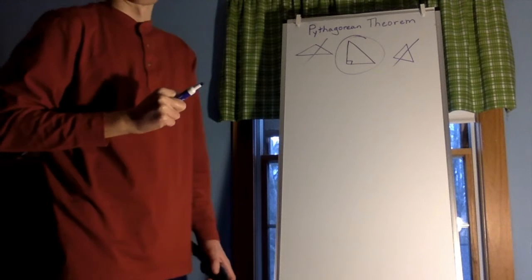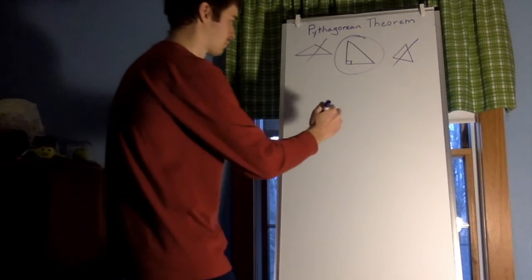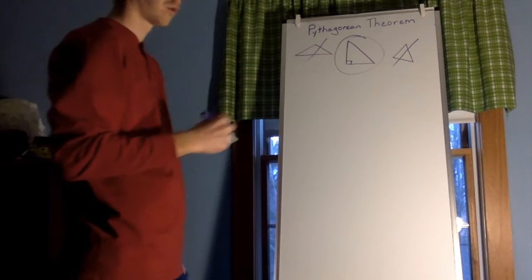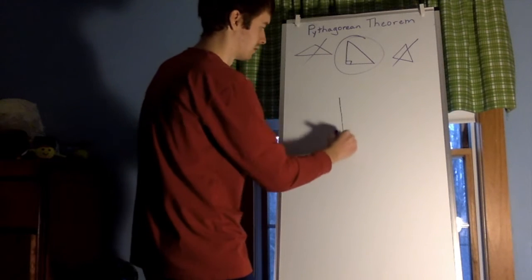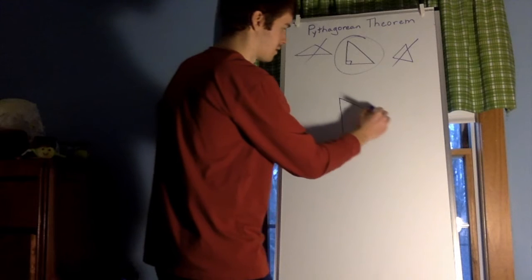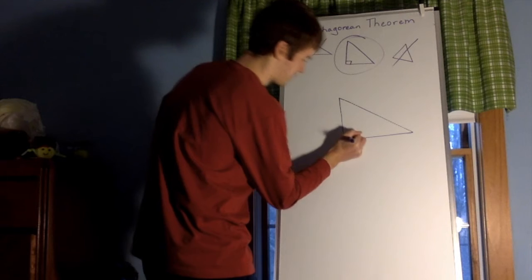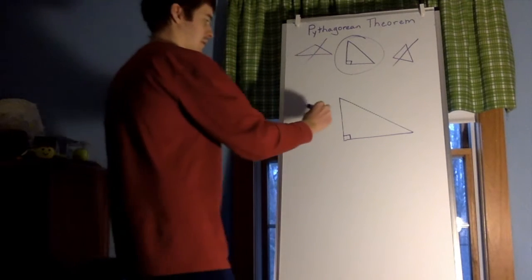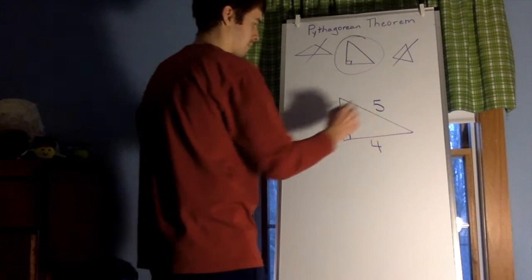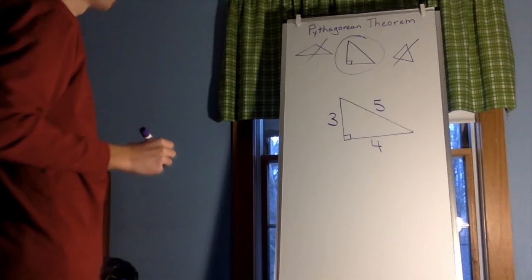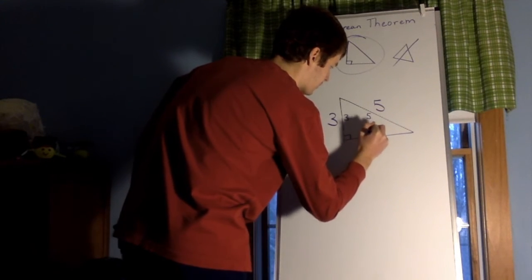Before I get into the theorem itself, we're going to see how it works. I think it's good to see a visual explanation of this before just trying to throw formulas at questions. So I'm going to draw myself a nice right triangle here, and I'm going to give it these dimensions. Actually, I'm going to shift these inside to make it a little bit easier.